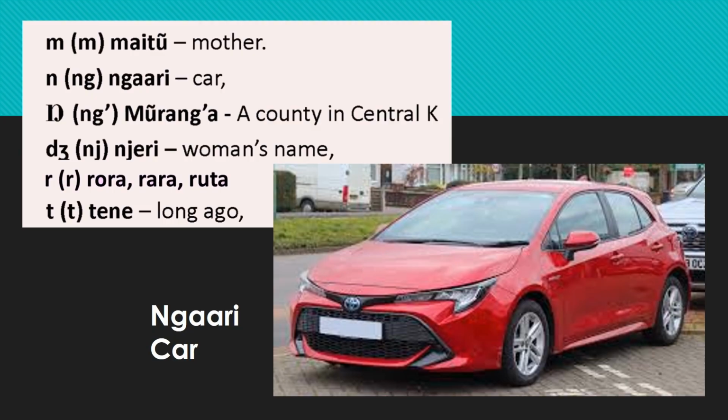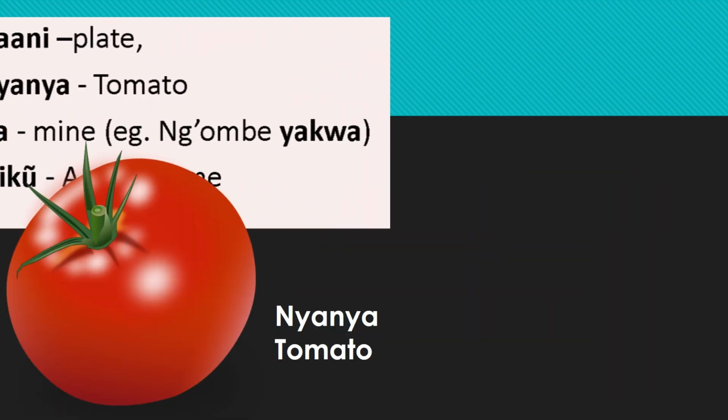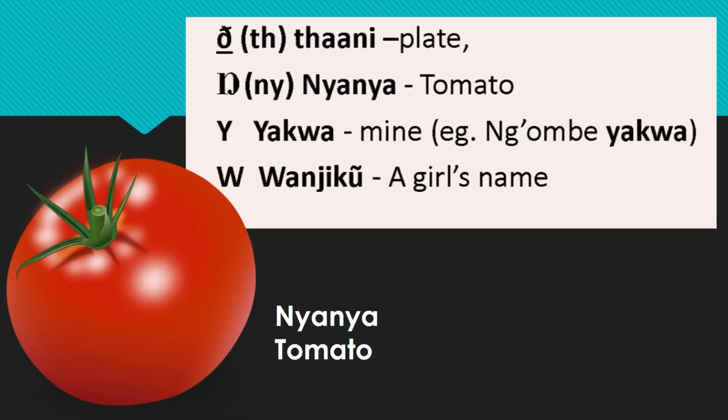Letter T also is very common, just like in English and Kiswahili. Tene, meaning long ago. Tene, like the way you would say 10 in English. Now, when T is suffixed with H, just like in English, TH becomes V, like than, then, this. So the Kikuyu word that I'm giving you is thani, plate.